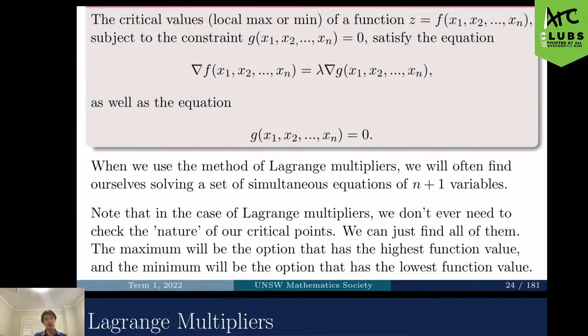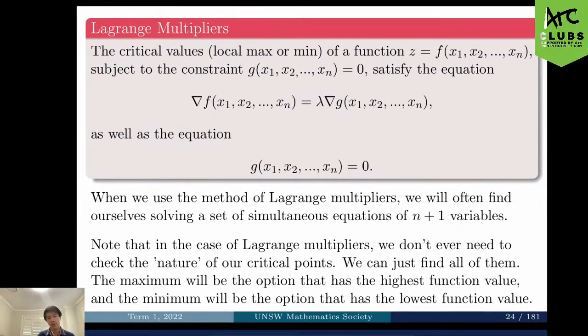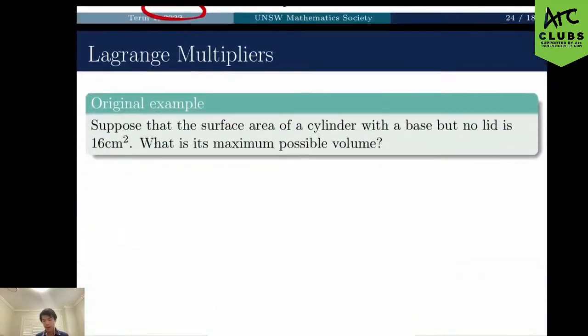And one extra note, in the case of Lagrange multipliers, we don't need to check the nature of the critical points. We can just find all of them, right? Just find every last one and just brute force it, right? Which one is the highest? That's the max. Which one is the lowest? That's the min. Cool.